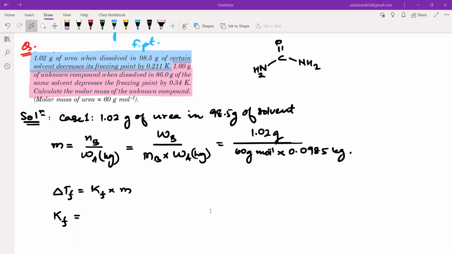Sir, how will KF be same in both the cases? क्योंकि सेम सॉल्वेंट है ना. Sir, it doesn't depend on the solute. ऑब्वियसली कोलिगेटिव प्रॉपर्टी है ना. So कोलिगेटिव प्रॉपर्टी. हाँ, बताइए. Okay, okay, sir. आगे.